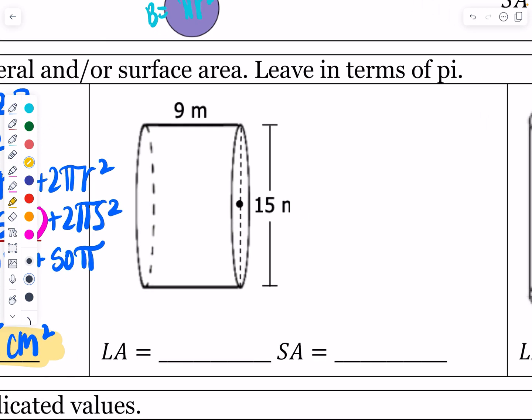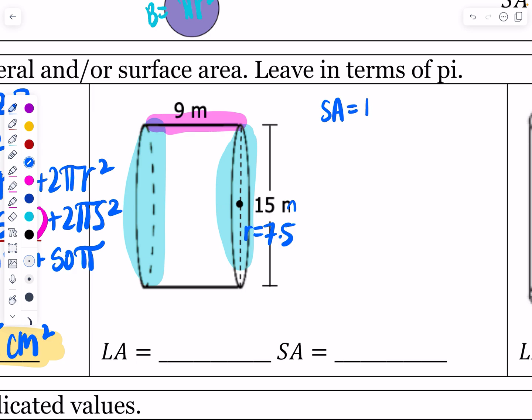All right, let's do this again. Now this shape is turned on its side. So there's a circular base. Here is a circular base. Here's the height between those bases. And my radius on this shape, it's important to note, is going to be 7.5. So my diameter is 15 meters, but my radius is 7.5. So let's go ahead and fill this in.